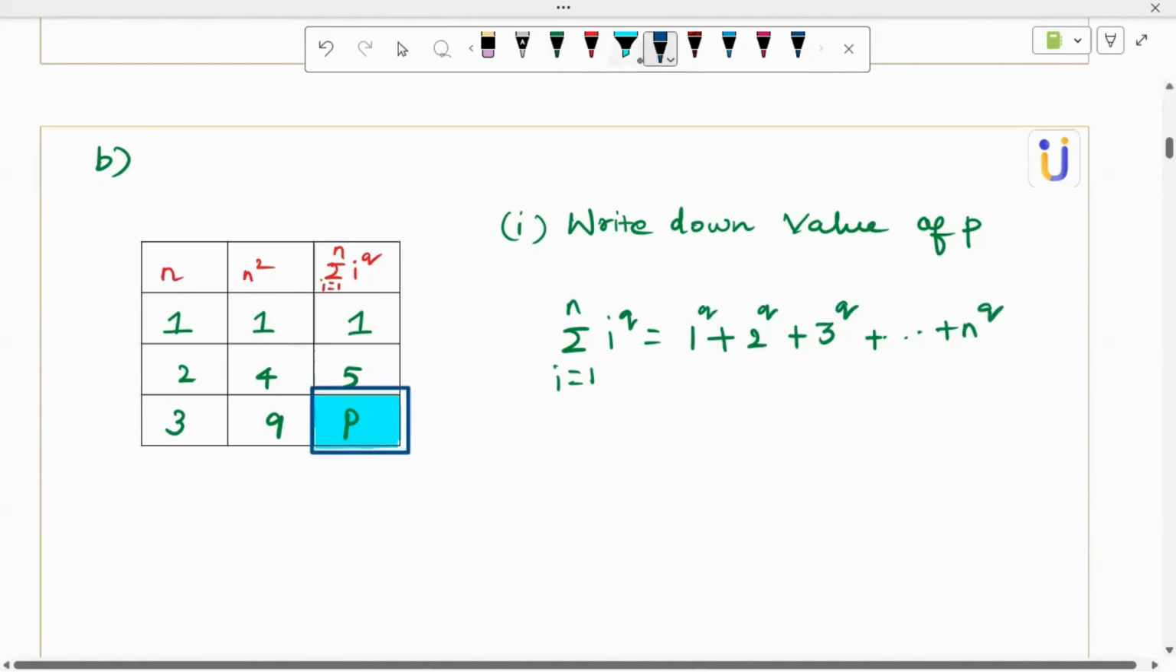But look, what is my p? When n is equal to 3, what is yours? This summation value is what they are asking for. So replace n is equal to 3. Sigma i equals 1 to 3 of i to the power q. This can be expressed as 1 to the power q.